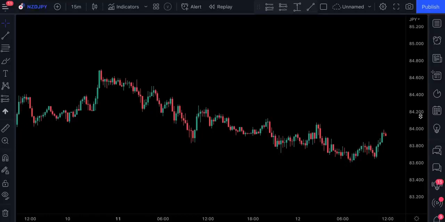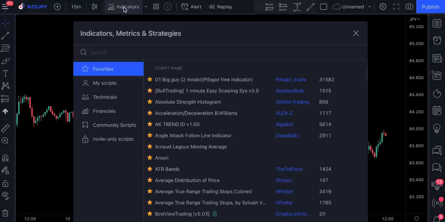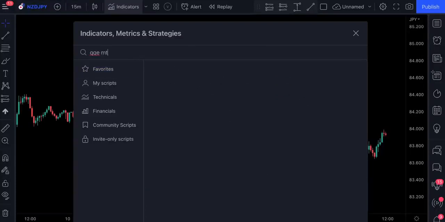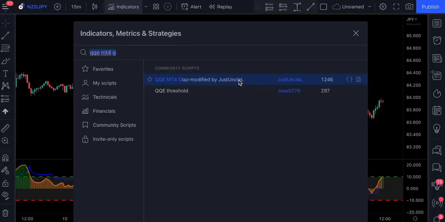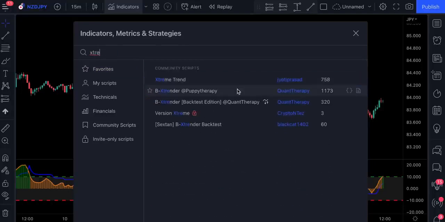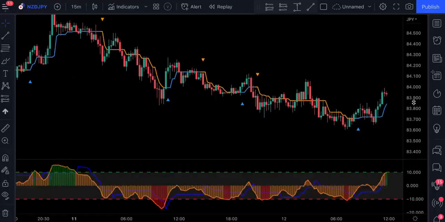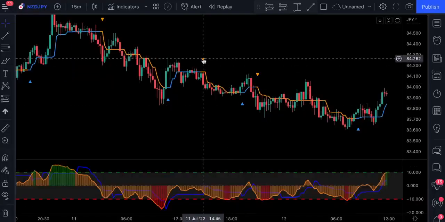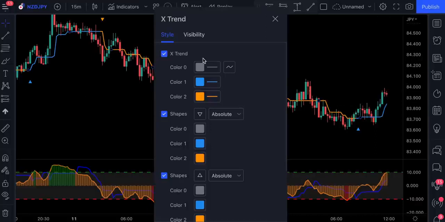And now let's go ahead and add our indicators. So for the first indicator, let's search for QQE MT4 glass. This indicator by Just Uncle L. And for the second indicator, let's add extreme trend. Now let's make some minor adjustments to these indicators. So let's first change the color for this X trend to green and red.